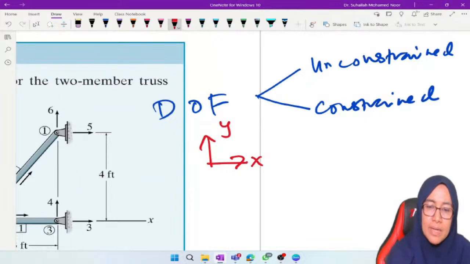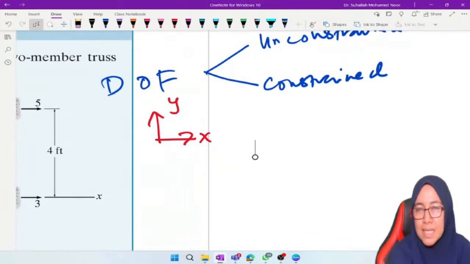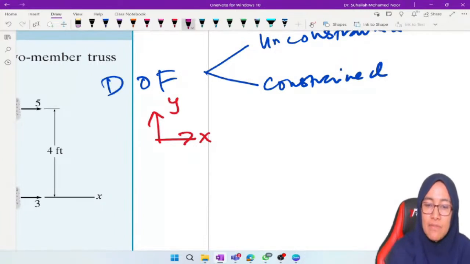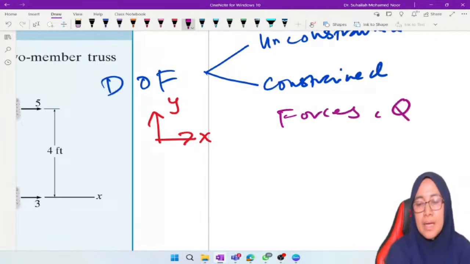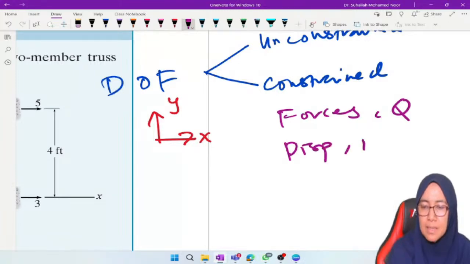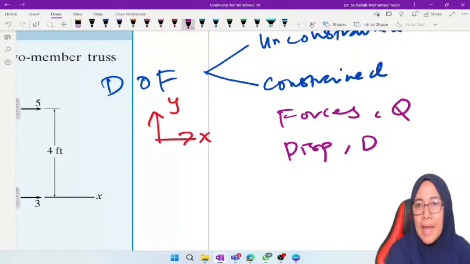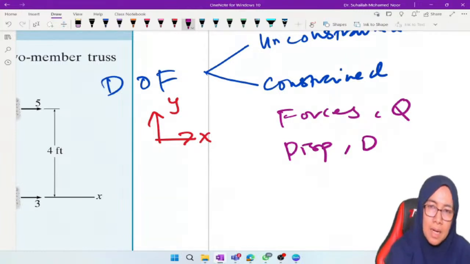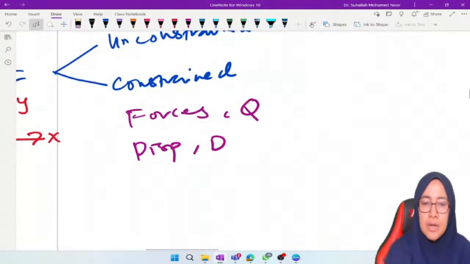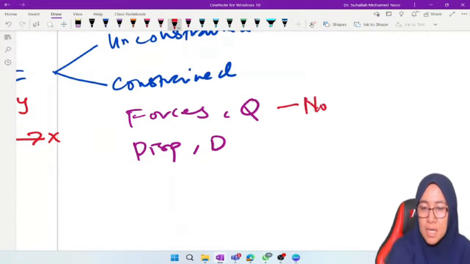Degree of freedom, you have to relate with forces and displacement. We relate it to forces Q and displacement D. Q is forces, D is displacement. And in matrix form, the Q is called nodal forces.